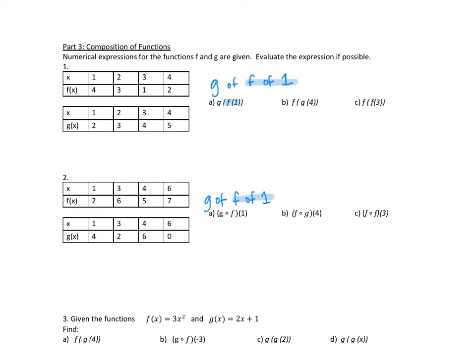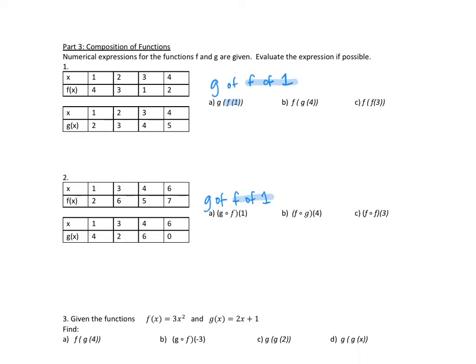So what that means is we'll take 1, plug it into f, and take whatever number that is and plug that into g. We're just going to work on problem 1 for now, and then we'll move on to doing this symbolically.